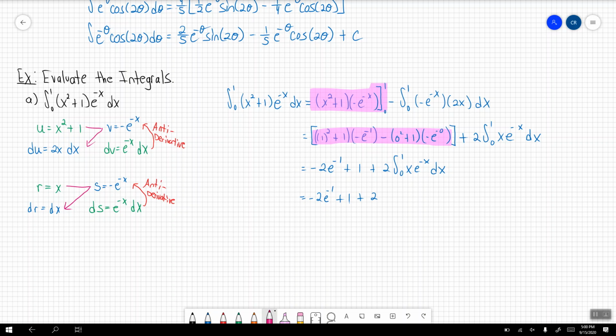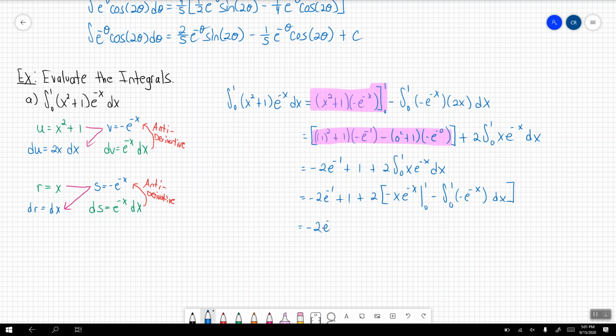So now that I have this, my u times v, in this case r times s, is going to be negative x e to the negative x, evaluated from 0 to 1, minus the integral from 0 to 1 of negative e to the negative x multiplied by dx. There we are, looking nice. That last integral we can definitely do. So let's keep going.